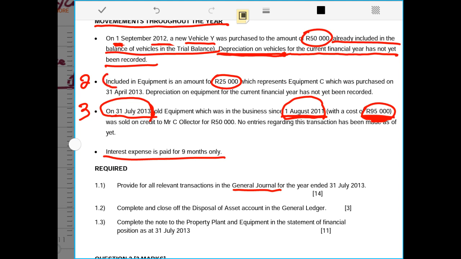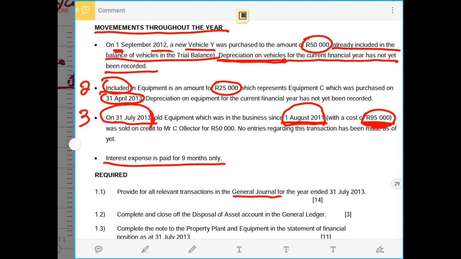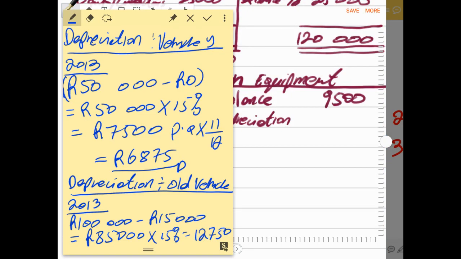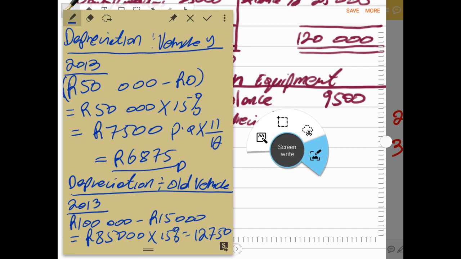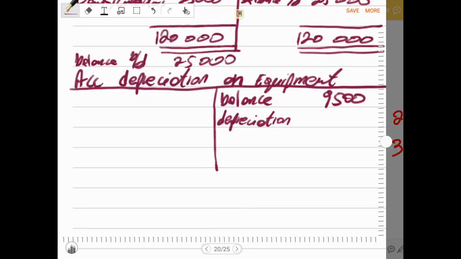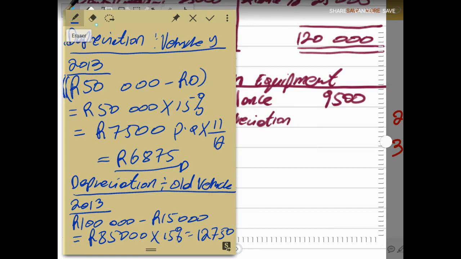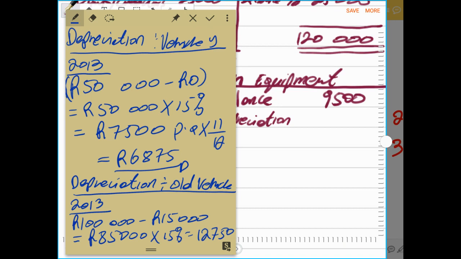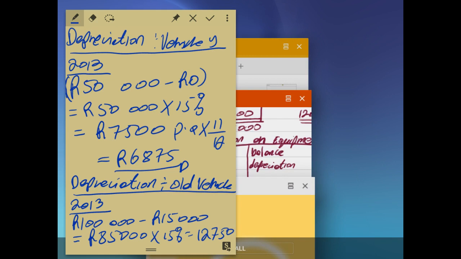They said included there, we have to account for the depreciation for the equipment that was acquired on the 31st of April. Let us start by calculating the depreciation for equipment C that was acquired on the 31st of April in the year 2013. So now we calculate depreciation for equipment C. Let me first save this part so that it is available when we need it. Let me wrap that page. Okay, save first. Then we shall continue.